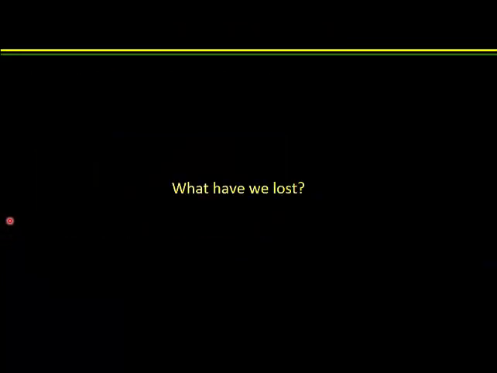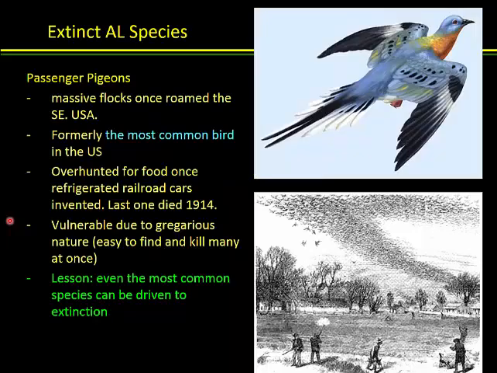So let's do a quick review of some examples of the species we've lost from Alabama, paying particular attention to the lessons to be learned from that. I want to start off with this bird. This is the passenger pigeon. It was a bird about the size of the doves that you see in Alabama today, just a little bit larger and a little bit more colorful.